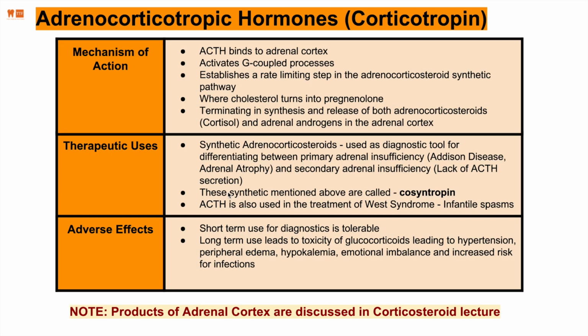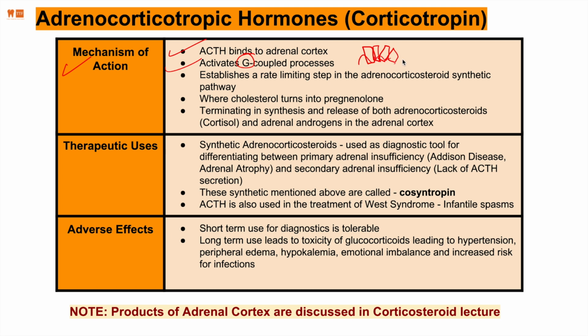Okay, let's talk about the basics in pharmacology. Mechanism of action. ACTH binds to the adrenal cortex and activates G-coupled proteins. So these are processes. G-coupled, they look kind of cylindrical, and they're arranged in a 5-tube pattern.